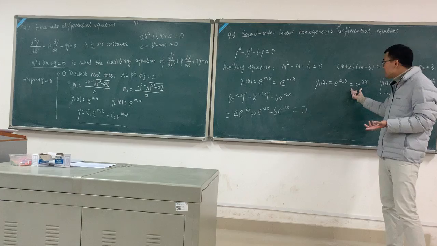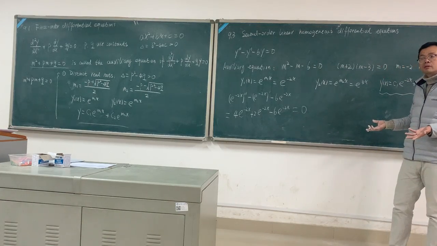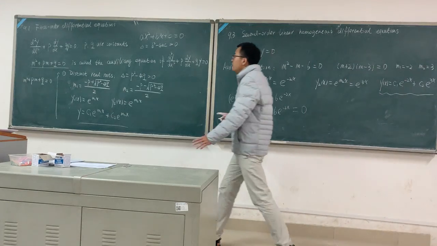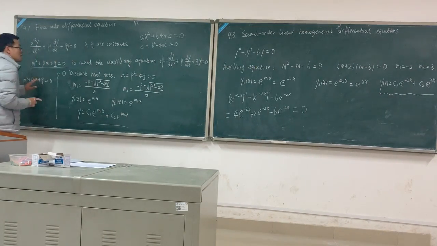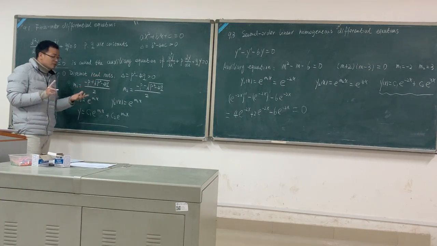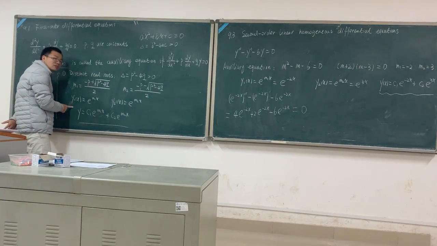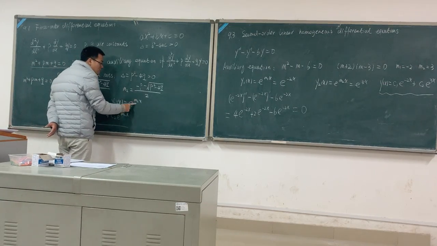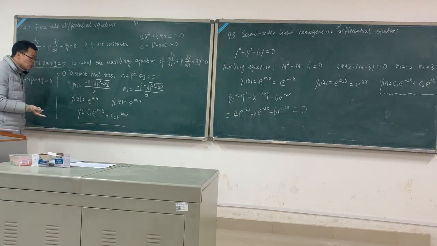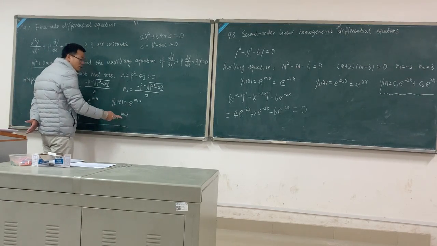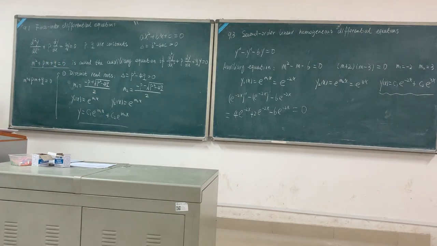Of course, for the second solution you can do it the same way. So for the first case, if the auxiliary equation has two distinct real roots, the first solution is e to the m1x and the second is e to the m2x. So the general solution is c1 e to the m1x plus c2 e to the m2x. This is the first case.